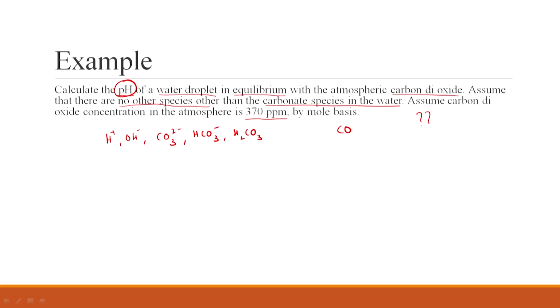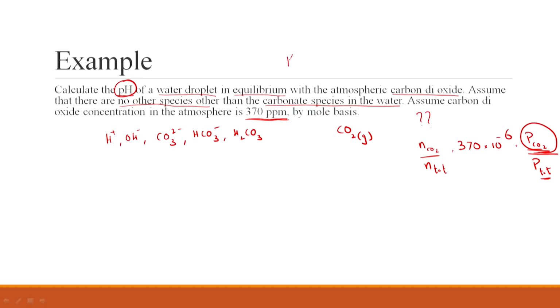And we know the concentration of carbon dioxide in the gaseous phase. How can we get that? We have the molar ratio here: 370 ppm, that is 370 times 10^-6, the number of moles of carbon dioxide to the total number of moles. With that we can get the partial pressure of carbon dioxide. If I assume P total to be 1 atmosphere, I can get the partial pressure of carbon dioxide.